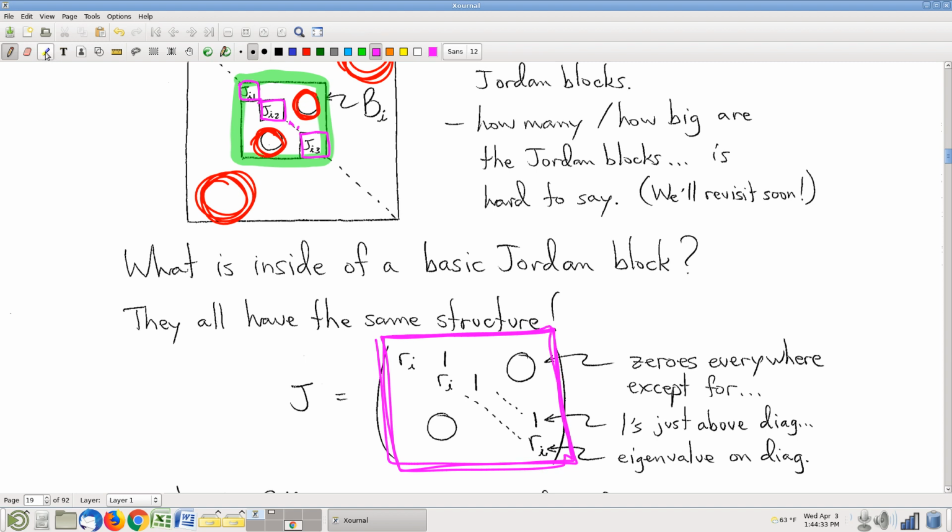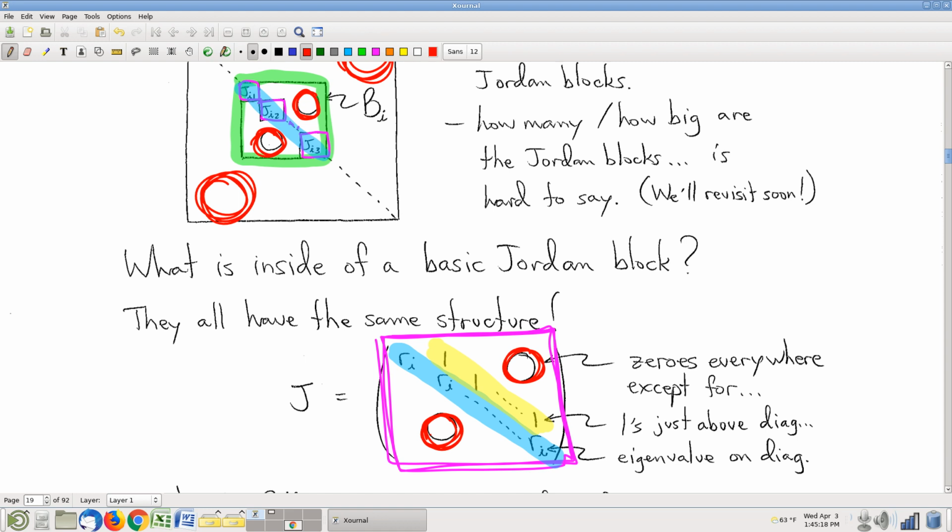Don't forget, of course, we already know what's on the diagonal. The eigenvalue is on the diagonal of the entire eigenvalue block, and therefore, of course, is on the diagonal of the basic Jordan blocks. And the only other non-zero entries are these ones just above the diagonal. That's it. Again, with the zeros, everything outside of the diagonal and just above the diagonal, all zeros. Okay, so that's the rules. It's a weird set of rules, but that's what defines Jordan canonical form.